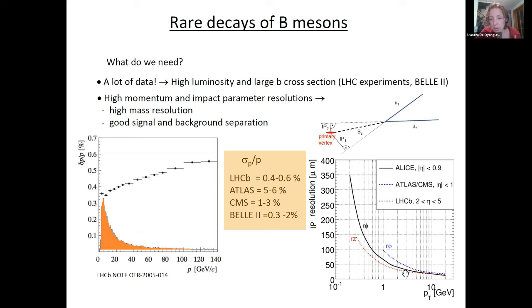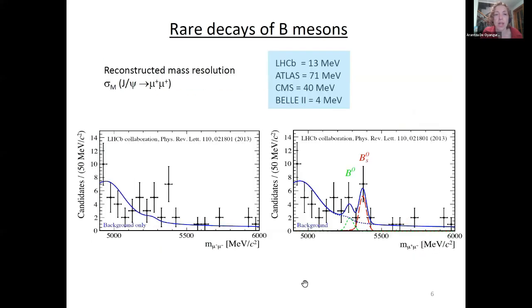And you can see that depending on the momentum, for instance in this range here, the impact parameter resolution is very good. It is a few microns, tens of microns. That means that we can reconstruct our signals, for instance, in the case where you reconstruct the mass of two muons.